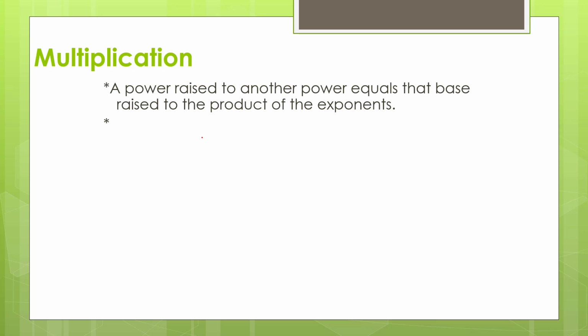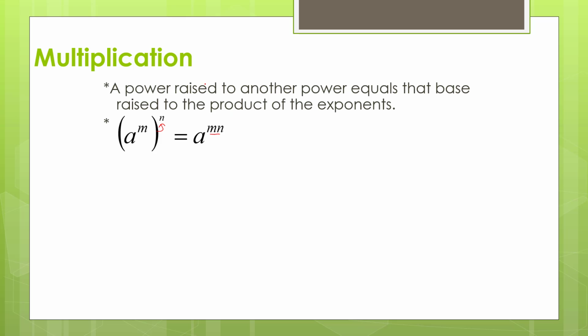Multiplication. All powers raised to another power equal that base raised to the product of the exponents. So this is our power to power rule. Notice we have a power inside the parentheses getting raised to a power outside the parentheses. When we see a power getting raised to another power, we can multiply those two powers together.